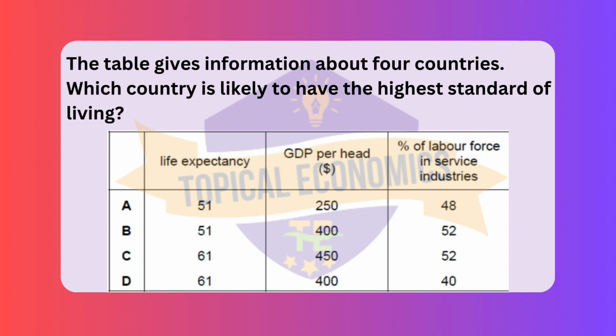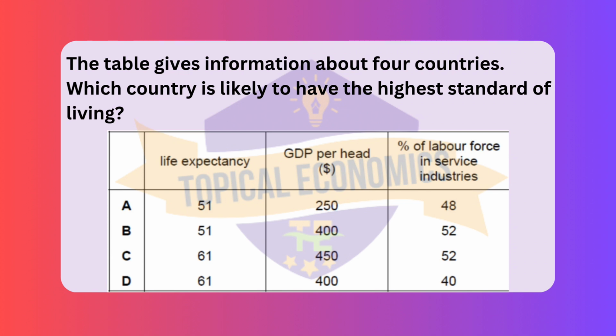And also, in terms of 52% of labor force in service industries. A larger share of the workforce in service industries suggests that the economy is more developed, with more people working in higher value sectors, which can result in better wages and living conditions. Analyzing the other countries. Country A has the lowest GDP per head, 250, which suggests lower income and likely lower living standards. Next, country B has a higher GDP per head, 400, than country A, but its life expectancy, 51 years, is lower than that of country C, and the percentage of the labor force in service industries is the same as in country C, 52%.